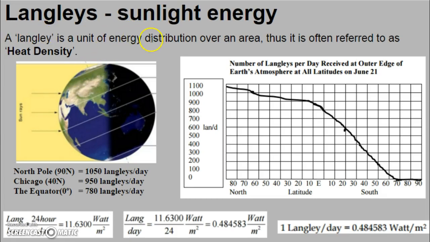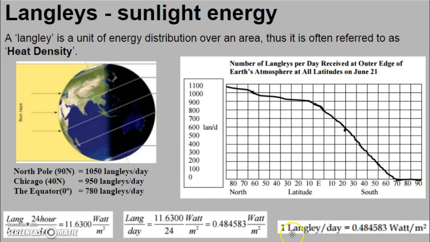A Langley is a unit of energy distribution over an area, and thus is often referred to as heat density. I compare the North Pole, which has the greatest amount, with Chicago at 40 degrees north. Here we go, we're getting about 950 Langleys per day, so 40 here, about 950, right around here. And the equator is getting about 780 Langleys per day on average, roughly right in here.